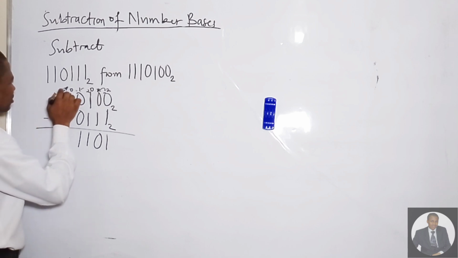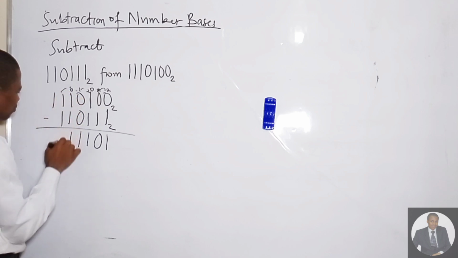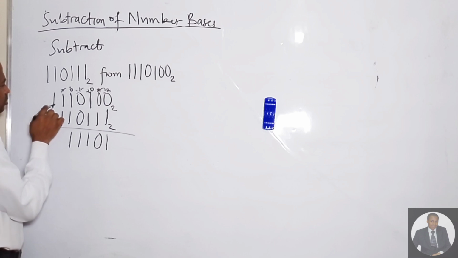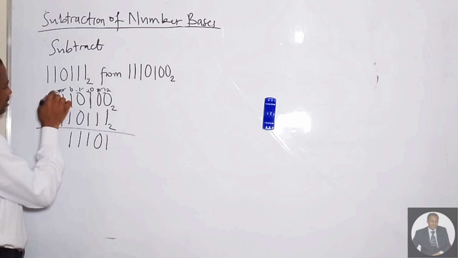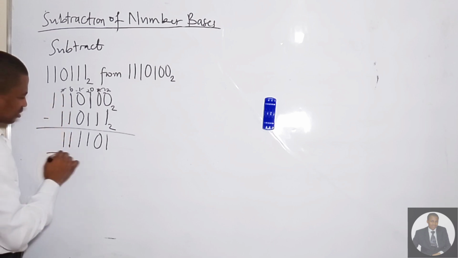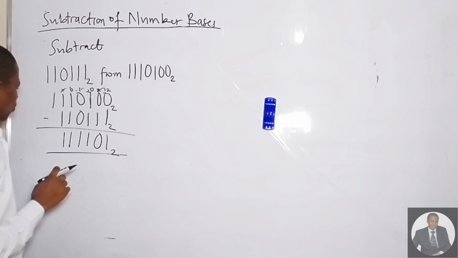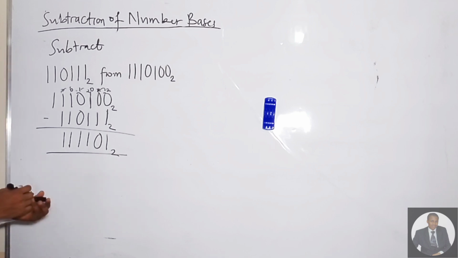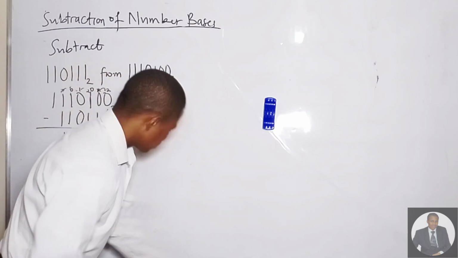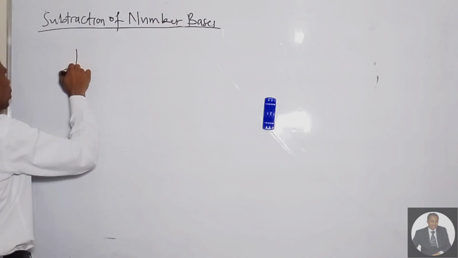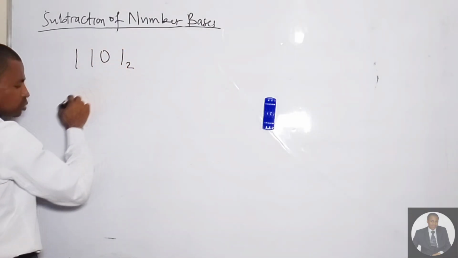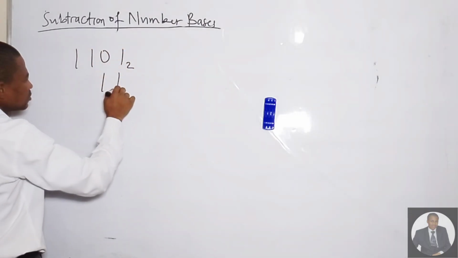Then we take 1 from here. So 2 minus 1, 1. This is 0. Then we take 1 again from here to add here. That will be 2. 2 minus 1, 1. So our answer will be 1, 1, 1, 1, 0, 1 base 2 becomes our answer.